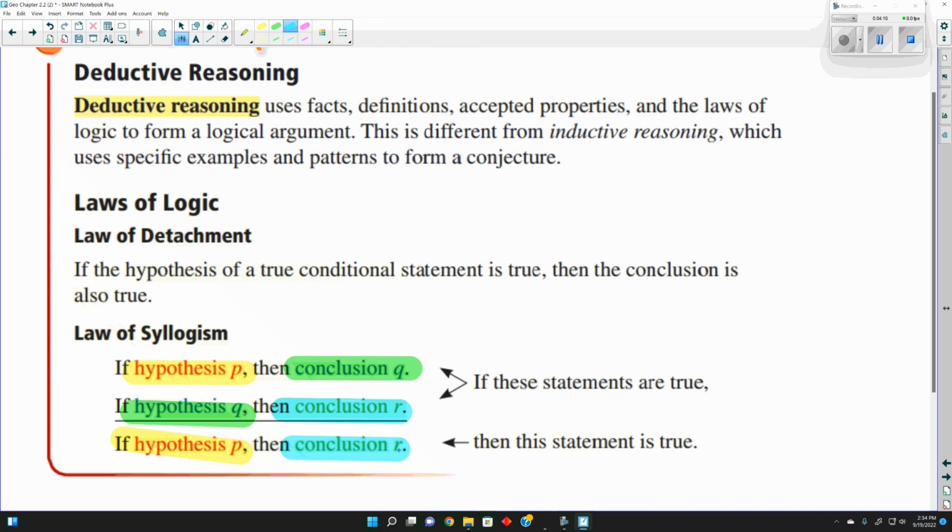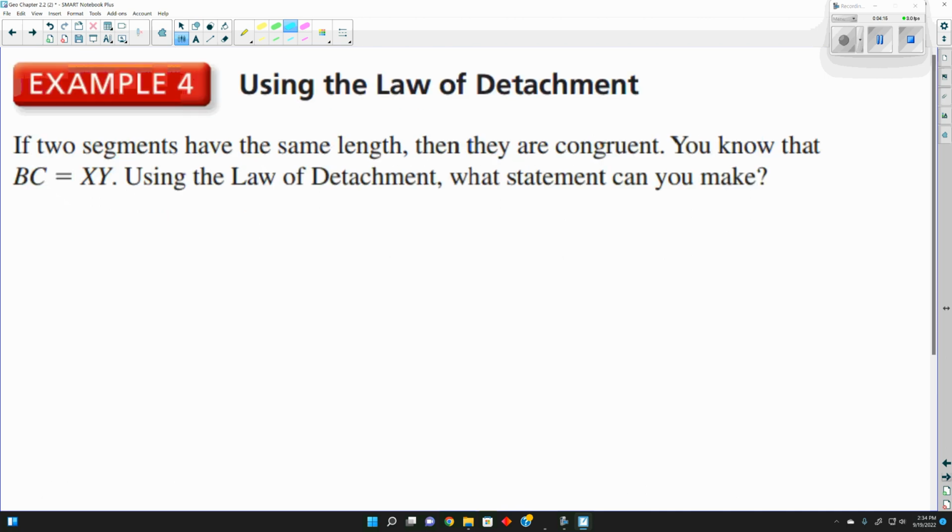Questions on this so far? Okay. Let's look at this one here. Example 4, use the law of detachment. If two segments have the same length, then they are congruent. This here is our general statement. Whenever we use the law of detachment, they're going to give us a statement and a fact. If two segments have the same length, then they are congruent.